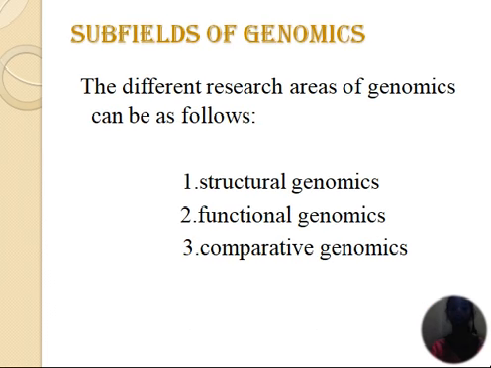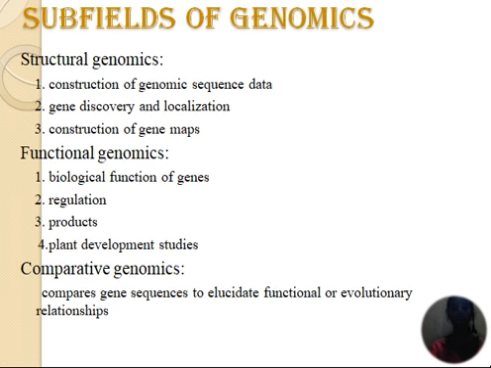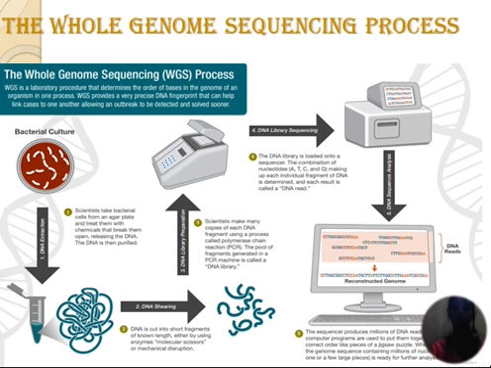Subfields of genomics. The different research areas of genomics can be as follows: structural genomics, functional genomics, comparative genomics. Structural genomics: construction of genomic sequence data, gene discovery and localization, construction of gene maps. Functional genomics: biological function of genes, regulation, products, plant development studies. Comparative genomics: compares gene sequences to indicate functional or evolutionary relationships.